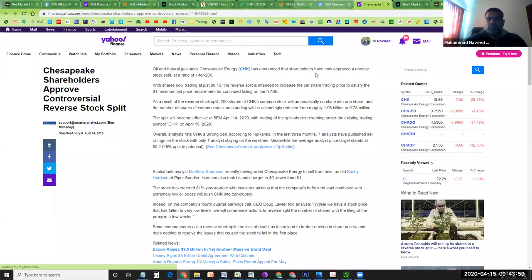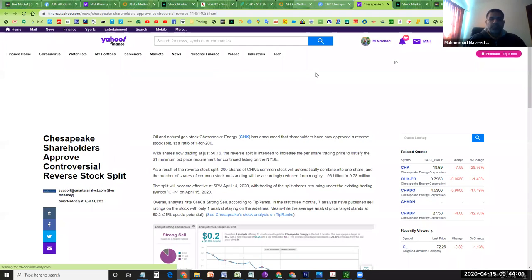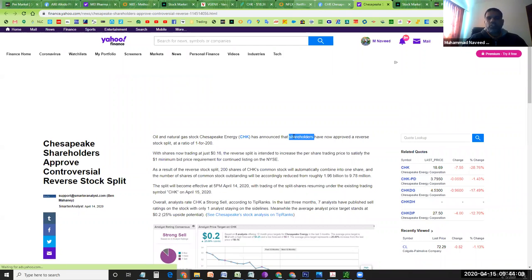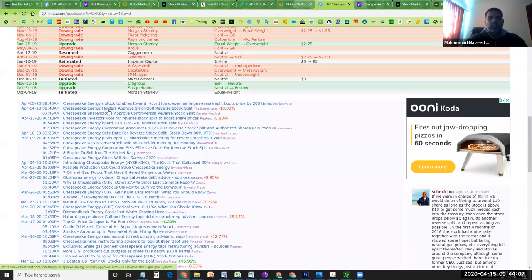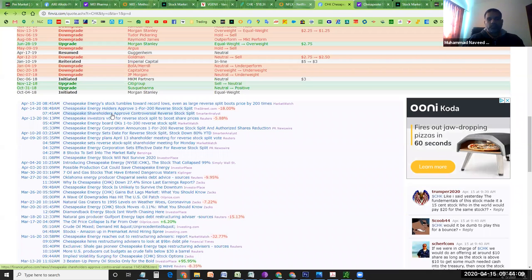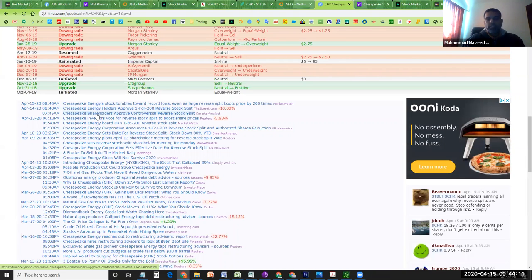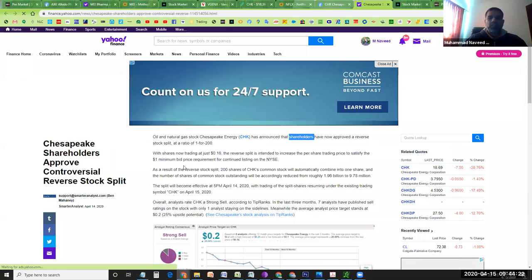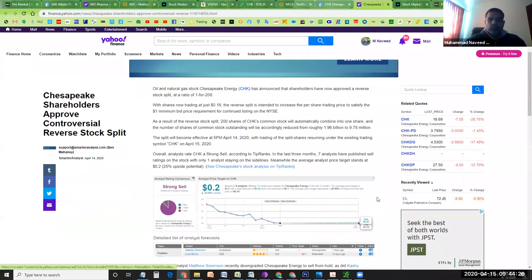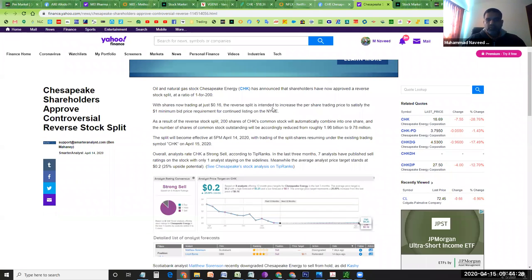Announced that shareholders have now approved a reverse split. So shareholders approve it, and then the holders, the lenders, they approve it. A shareholder would be a business partner. When you own a share, you are a partner in that company, and holders would be the lenders. So you need approval from both of those, and apparently they received approval from both of them yesterday. Okay.